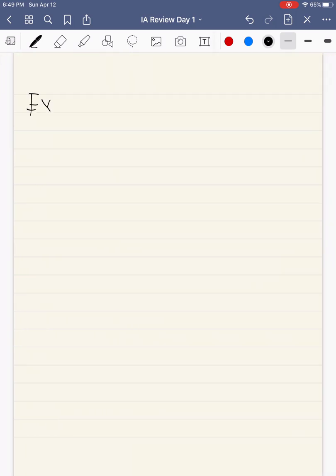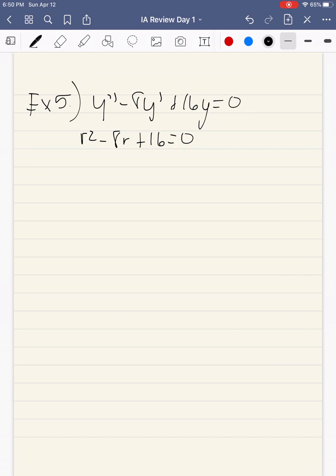All right, so our fifth example here, we have y double prime minus 8y prime plus 16y equals 0. So again, I have a second order differential equation with constant coefficients that is homogeneous. So again, I'm going to use my roots here. So r squared minus 8r plus 16 is equal to 0. If I reverse FOIL this, I'll see I get r is equal to 4 with a multiplicity of 2. So this is a repeated root.